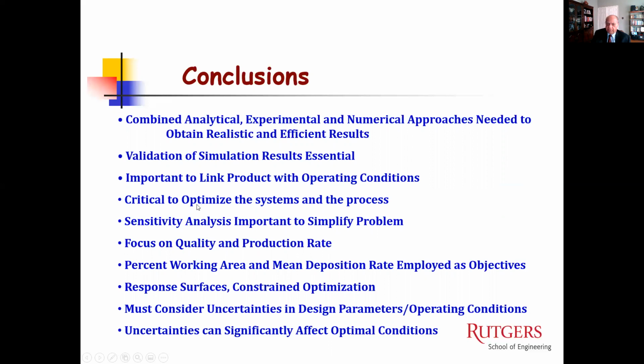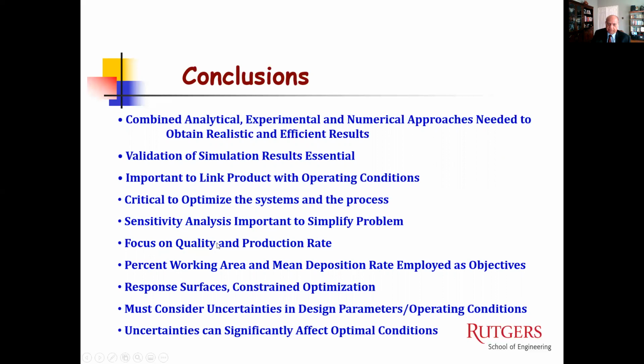It's critical to optimize. I mentioned that because you can increase the production rate. We always want a very high production rate, but at the same time, we want the quality of the crystal to be as high as possible. And the two oppose each other. So it becomes very critical that we optimize the system and the process. We did sensitivity analysis just to see if we can simplify the problem, and that helped. I didn't get into it too much, but that helps show what is important. And we focused on the main parameters. Our focus was on the quality and the production rate.